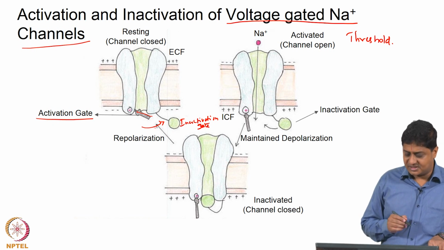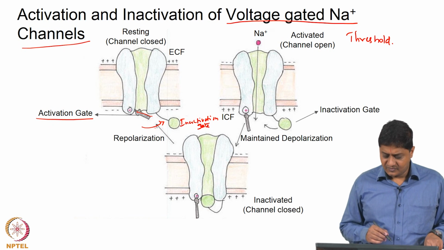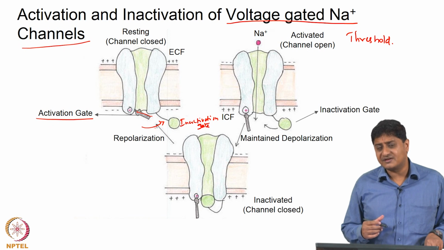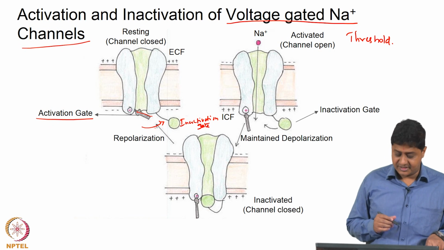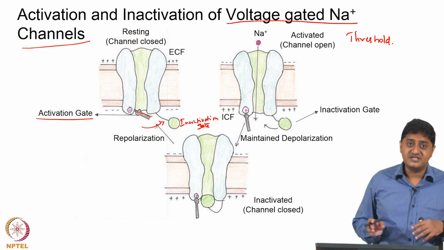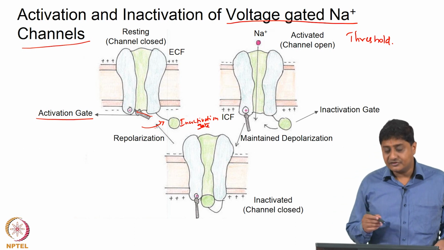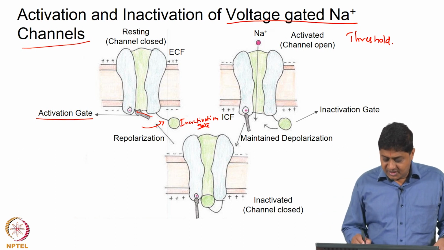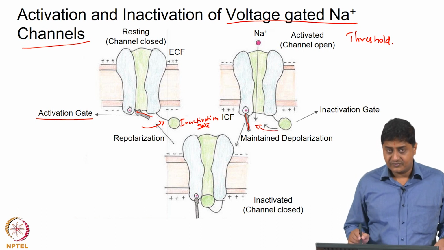Suppose threshold is reached at some point. What happens is that the activation gate and the inactivation gate both receive a command to change from their rest state. Let us remember the original configuration at rest: the activation gate is closed and the inactivation gate is open. Both of them must change from their current configuration when the threshold is reached. That means the activation gate will open and the inactivation gate will close.